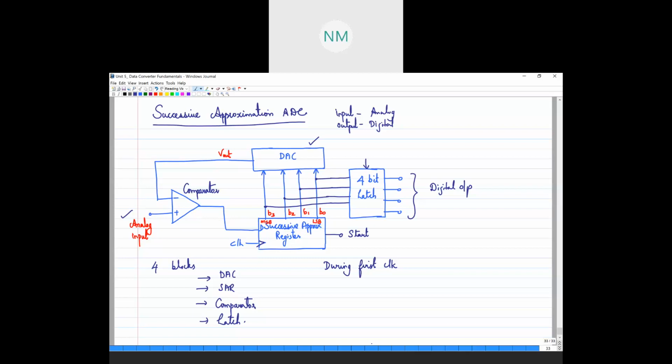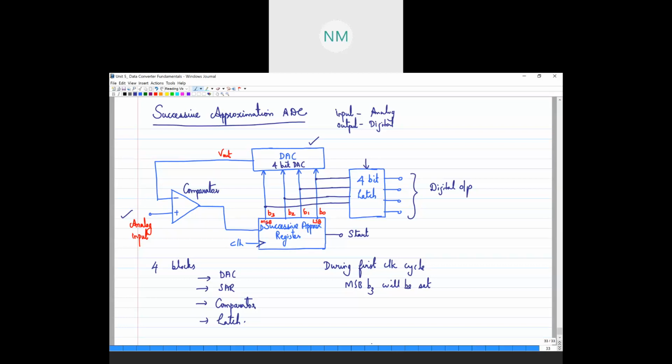You can see a successive approximation register here, right? Here I have assumed a 4-bit DAC. A 4-bit DAC is represented using the MSB bit B3 and the LSB bit B0. During the first clock cycle, the MSB, which is B3, will be set. When B3 is set, this will become the input to the DAC.